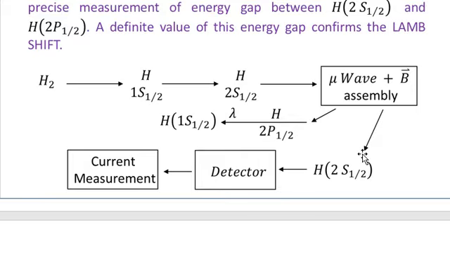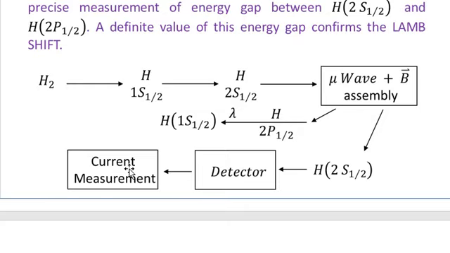Now through this assembly, a hydrogen atom in the 2p1/2 state is produced, and this 2p1/2 state will decay immediately to the ground hydrogen state, which is the 1s1/2 state. When this reaction occurs, the number of 2s1/2 atoms is reduced, and this reduced number falls on the detector, so the current measured will be reduced. That is, when 2p1/2 atoms are created, a dip in current is measured.